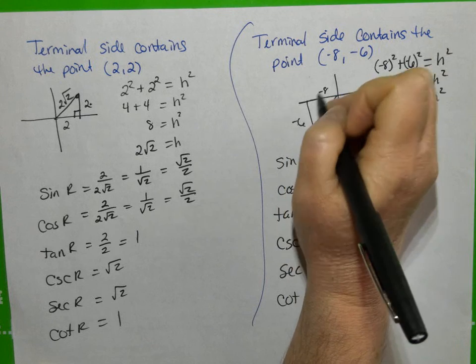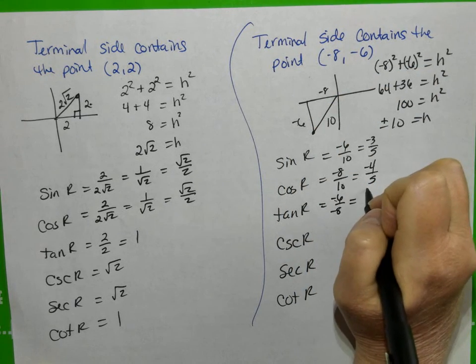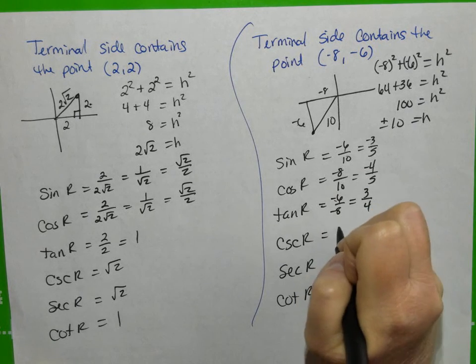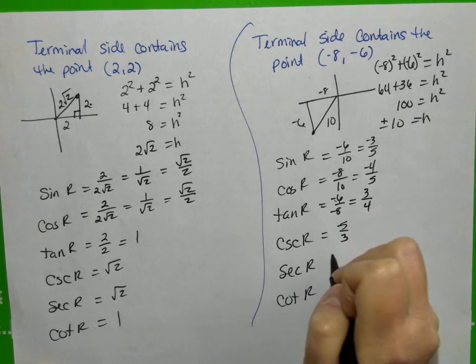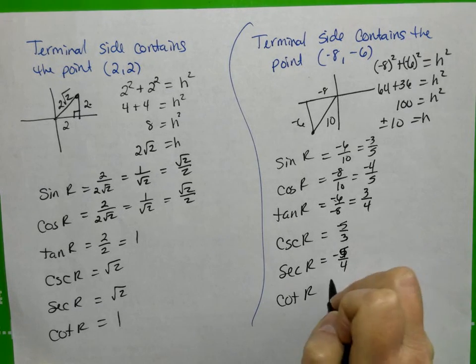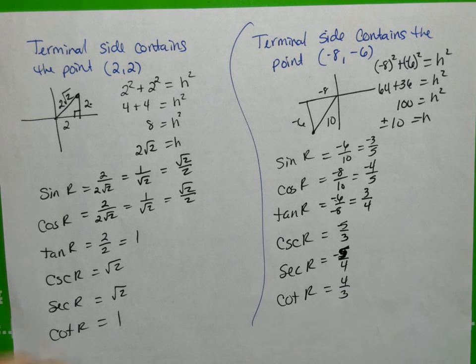Tangent, opposite over adjacent, -6/-8 is 3/4. And flip them. -5/3, -5/4, and 4/3. Got ahead of myself there. And that is how we find the 6 trig functions given those two situations.